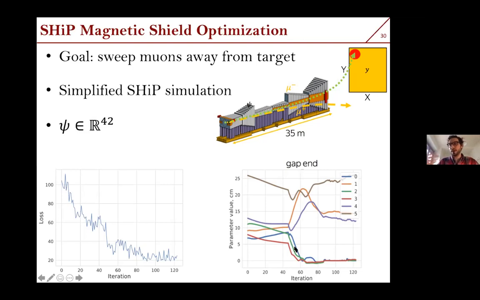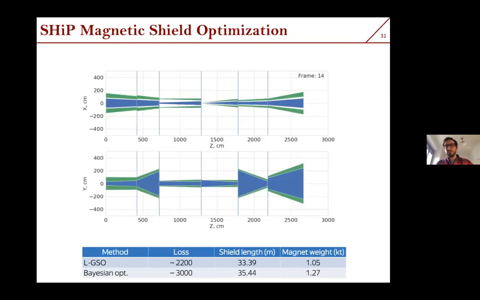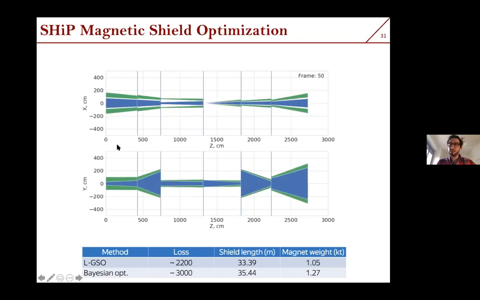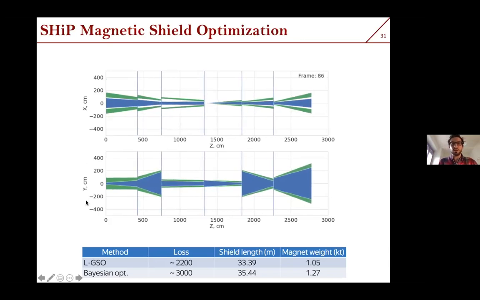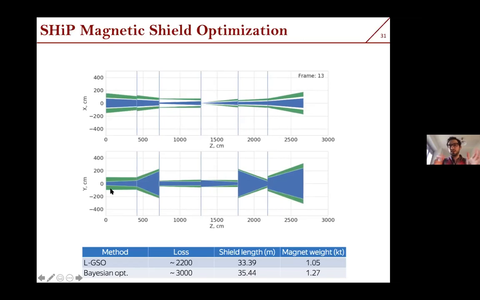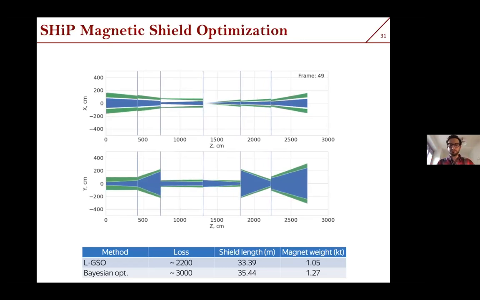So it's very nice to be able to look back and see interpretably, because we're taking gradients with respect to interpretable parameters, why the loss is changing with respect to different changes in the input parameter structure. You can see a cartoon of that optimization taking place. These are the 2D projections of the 3D picture I showed on the last slide. Z is the length of the magnet, and this is the X and Y cross section on top and bottom. You can see that across the entire optimization, it was pushing the magnet to be longer and shaping various gaps in between the magnets.